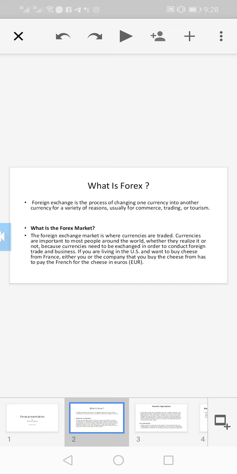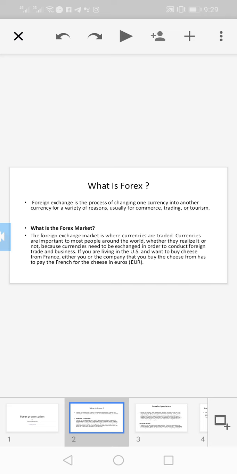Or through tourism. Let's say you want to go and visit America. You don't go there with your Namibian dollars. You need to convert your Namibian dollar to American dollar, US dollar. That's when you exchange currency. Or when you are trading. Okay, if you are trading, you exchange currency whereby you buy one currency while selling the other.